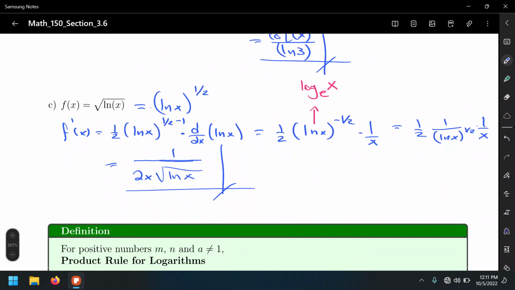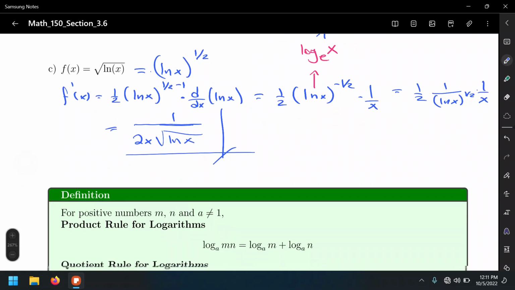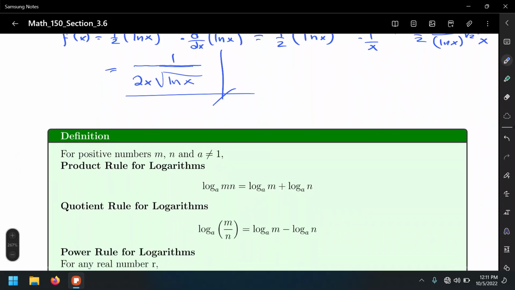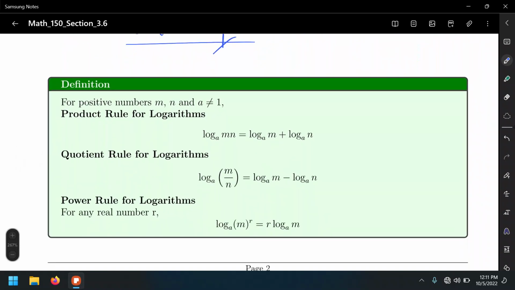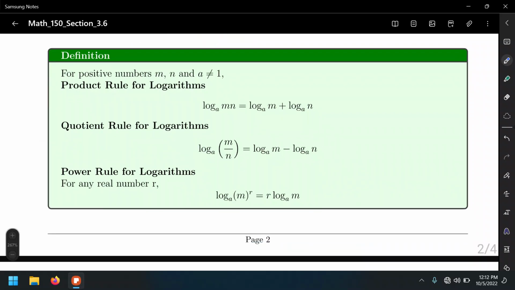So, we can use properties of logarithms to find the derivative of more complicated logarithmic functions. Let's see. Number 1, how about we review those properties? I think we reviewed these properties back at the beginning of the semester when we were doing the review chapter, and I think we touched base on logarithmic functions. So let's review them again.